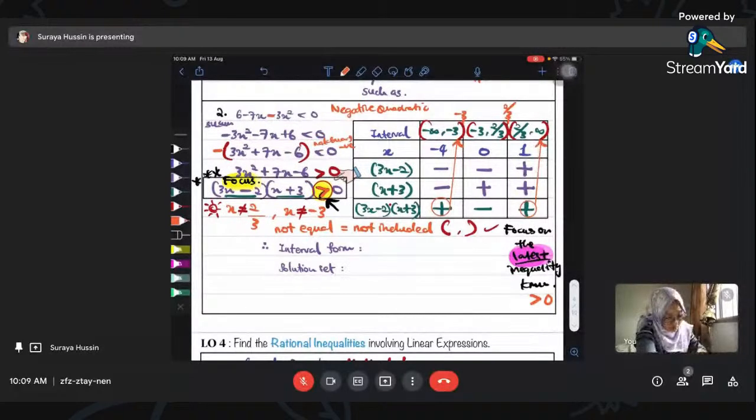Okay, you write it down. Terus je tulis jawapan kamu adalah negative infinity until 3 union. Mesti union ya. Itu bentuk jawapan dia. Union 2/3 to the infinity.